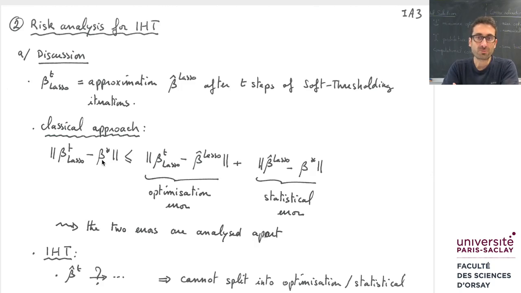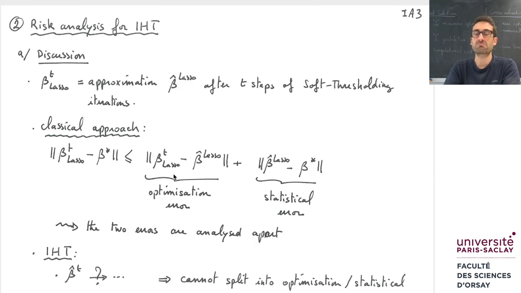And there is a very standard way to do this, which is to split this error into two terms. One term is how close beta hat lasso is to beta star. This corresponds to the statistical error. And this is exactly what we have investigated in the last lectures. And there is the second term, which is how close beta hat t is to beta hat lasso. So how close is the approximation from the lasso estimator. And this is a pure optimization error.